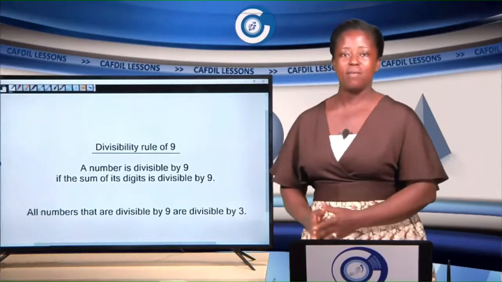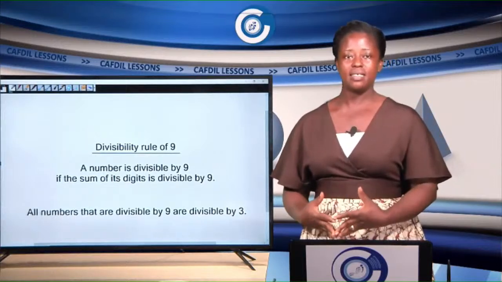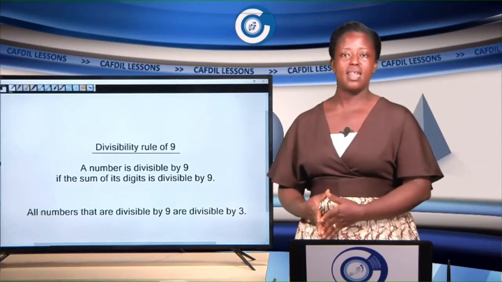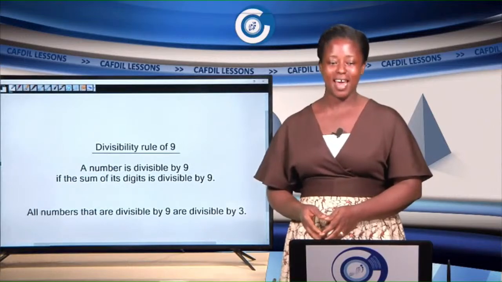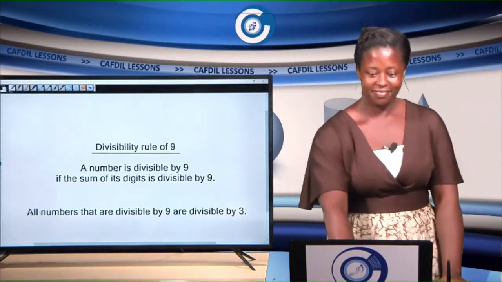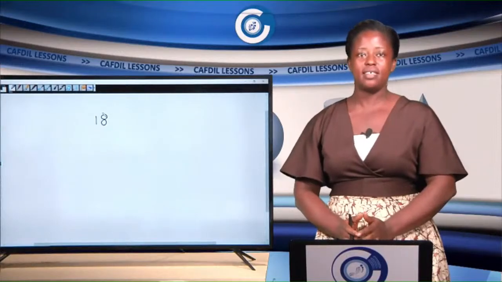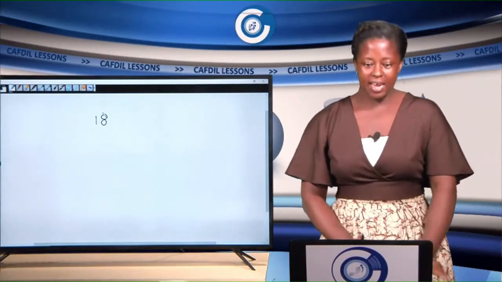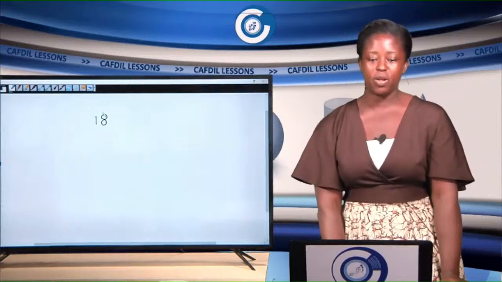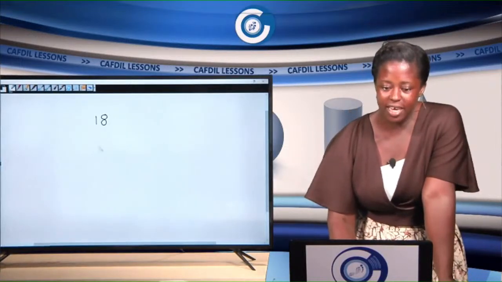Alright, I have some numbers here. Let's check if the numbers are divisible by 9. Let's look at this number, 18. Is 18 divisible by 9? Let's check and see. The rule says if the sum of its digits is divisible by 9, then that number is a multiple of 9.